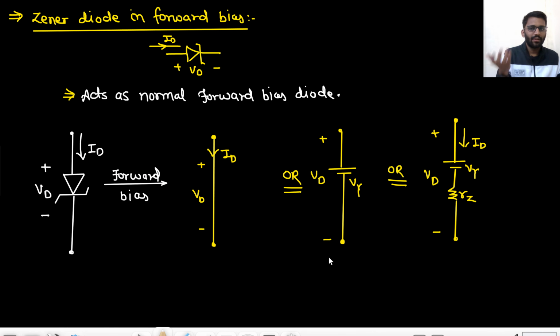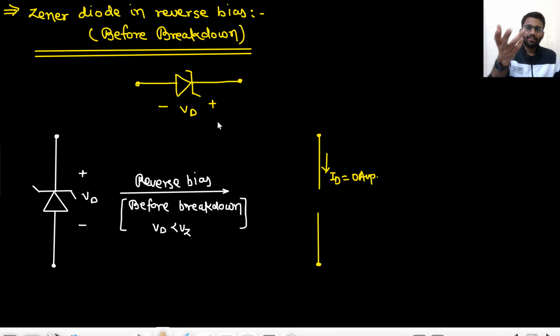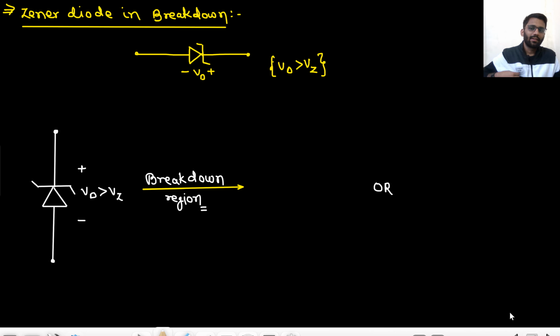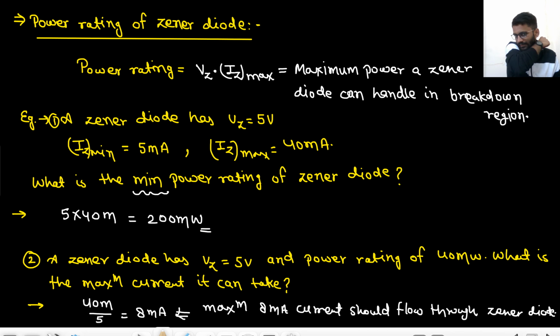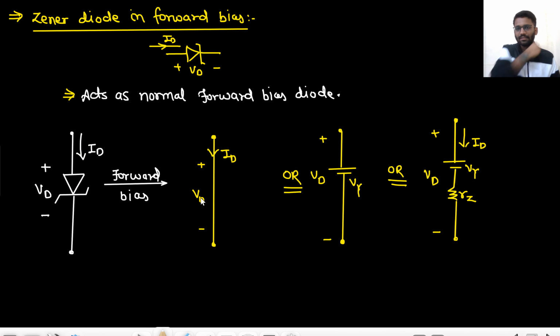Now we will see the Zener diode in forward bias and in reverse bias, but before breakdown and then in breakdown. So how will we replace the model? That we will see, and then we will see a few questions. Then we will see what is the use of the Zener diode and everything. So let's see the Zener diode in forward bias.